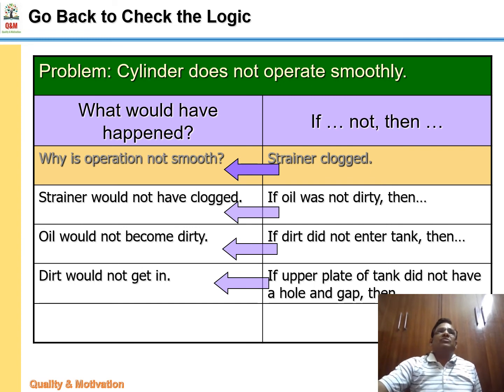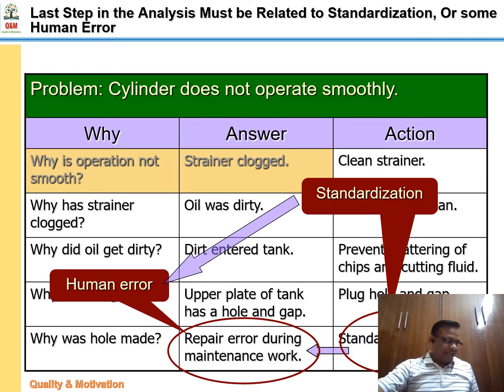The biggest mistake in why analysis is not checking the real root cause by asking why. In this problem, we have not asked the last why: why was the hole made?